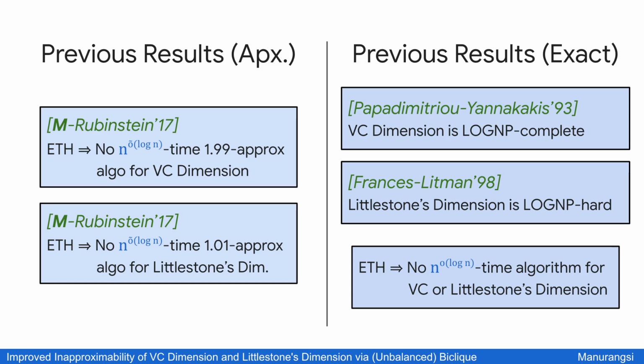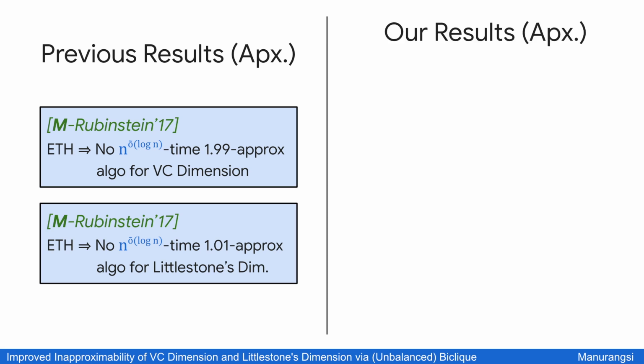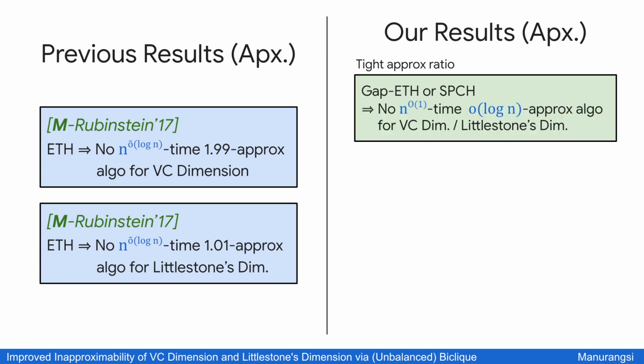While these are good initial inapproximability results, they still leave quite a few problems open. For example, there could still be a polynomial time constant factor approximation for VC dimension or Littlestone's dimension. In this work, we provide several new inapproximability results that rule out such approximation algorithms. For example, assuming gap ETH or strongish planted clique hypothesis, we can show that no polynomial time algorithm can get little o of log n approximation for VC dimension or Littlestone's dimension.